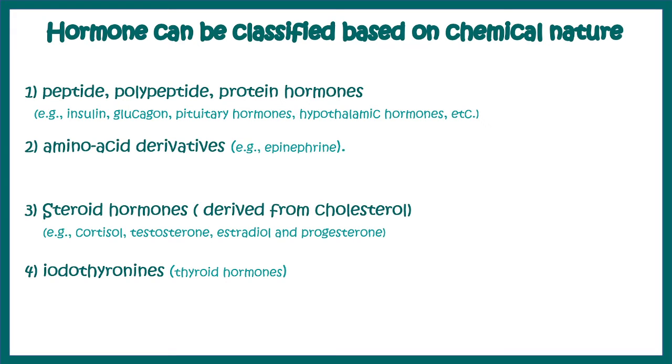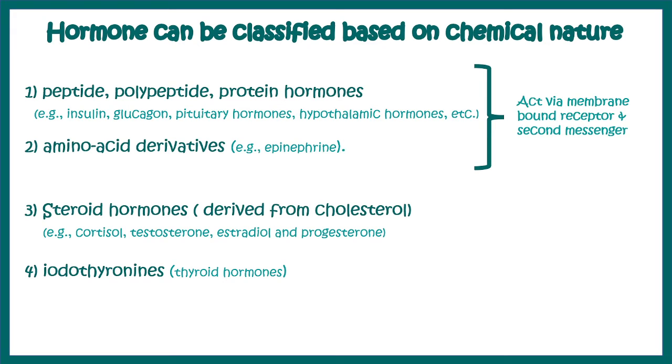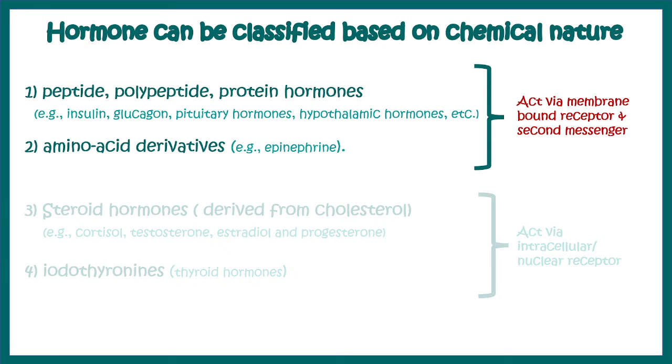So the first two category of hormones act via second messenger and membrane bound receptors. And this is super important to understand. And the second category of hormones act via intracellular/nuclear receptors. So first look at the first category of the receptors. So we are going to talk about peptide hormones and amino acid derivative hormones, how they interact with receptors and how they bring about the cellular changes.